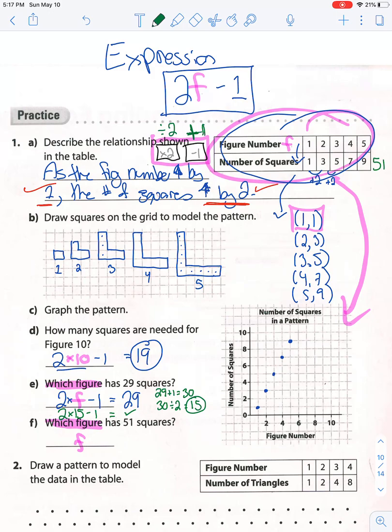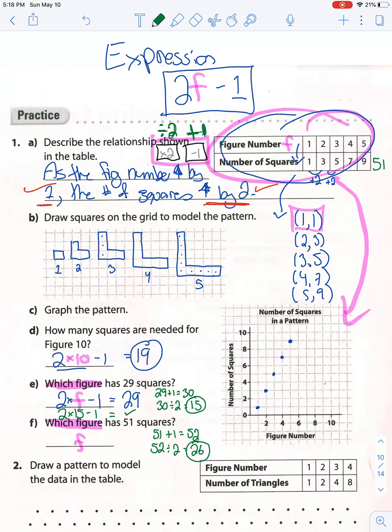I'm going to go through the machine in the opposite direction. So rather than minus 1, I'm going to do again plus 1. Then rather than multiply by 2, I'm going to do divide by 2. So I have 51 plus 1 is 52. And then 52 divided by 2 is 26. Okay? I knew that was easy because I knew that 50 divided by 2 is 25, but just one more is 26. So my answer should be 26.